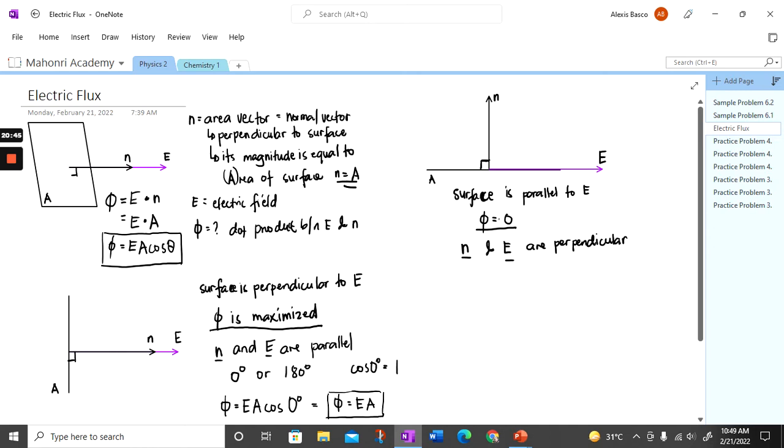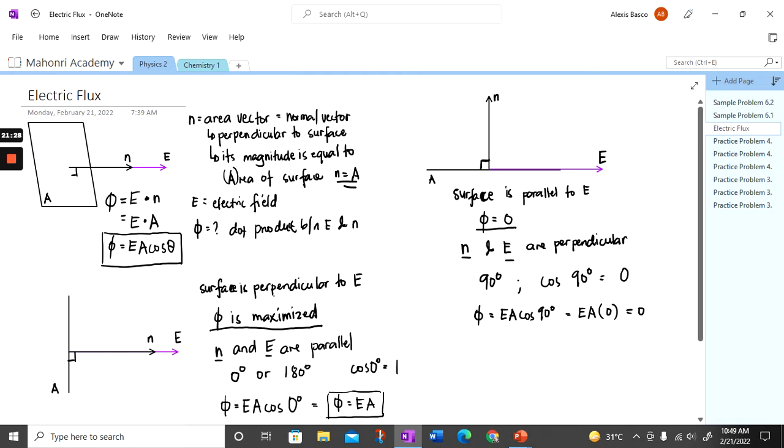And in order for me to measure electric flux, it will always be the dot product between my N and my E, right? So if N and E are perpendicular, that means that my angle will always be 90 degrees. And cosine of 90 degrees is always going to be 0. So if my equation is EA cosine 90 degrees, that's basically EA multiplied by 0, and it will always be 0.